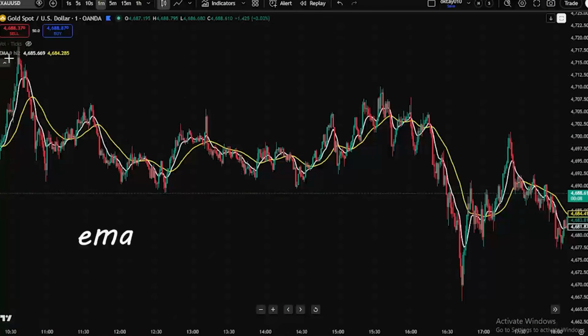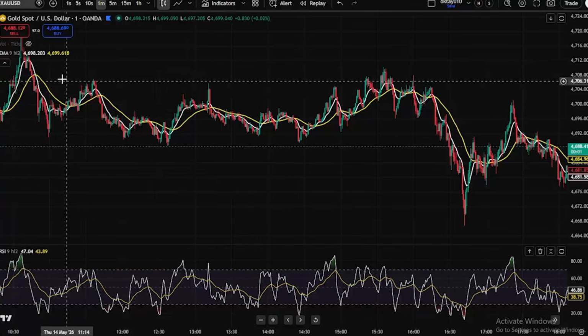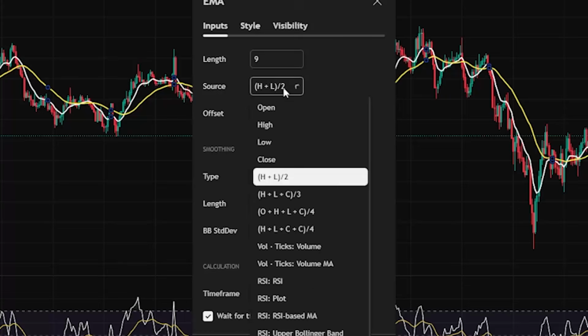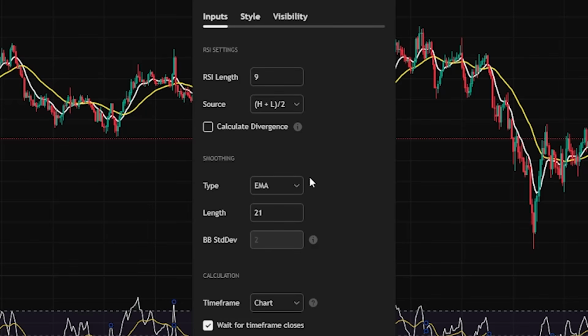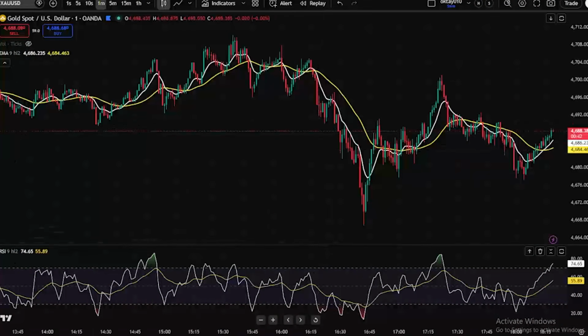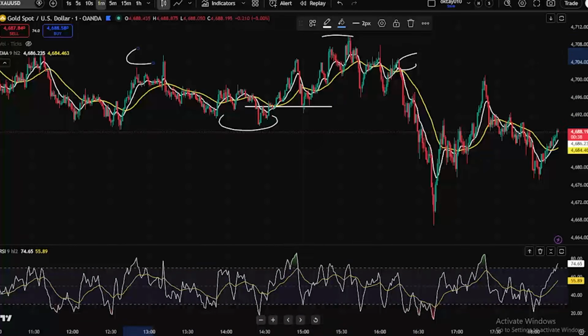Add EMA 9.21 and RSI to the chart. Let's quickly go to the settings and apply these. Give both of these settings the source H plus L. Then let's go to the RSI. This is also RSI, length 9, source H plus L2, and smoothing, also set the length to 21. Well, this will give you a stable and accurate view. So let's quickly see a good and accurate entry combination, so stay with me until the end.